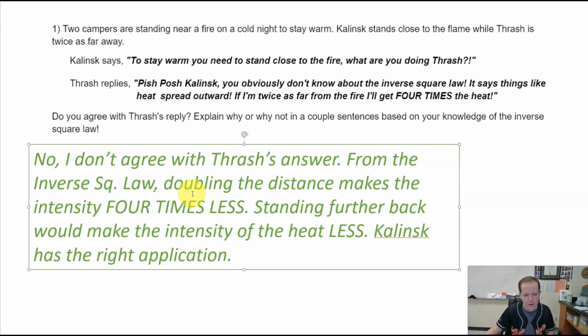If I was to critique my own answer, I might say something like the inverse square law says that the intensity is based on the fraction of the distance, okay, to the second power. Maybe you'd need that, but this is actually a pretty good answer what I have right here, okay? If you just said something like, oh no, Thrash is wrong, it should be weaker. Not bad, maybe that's like a 2, okay?